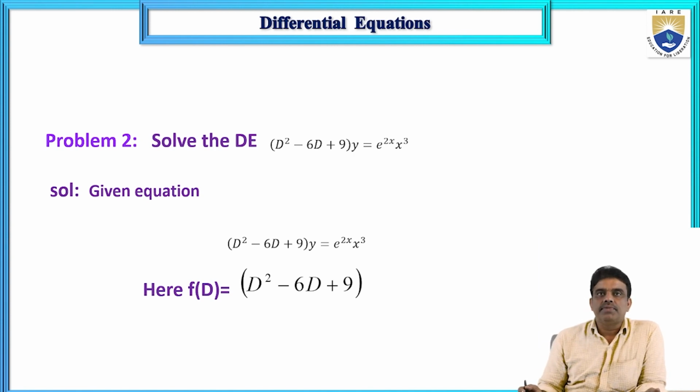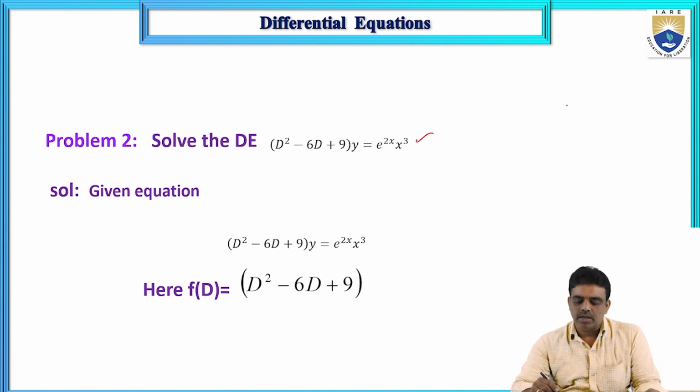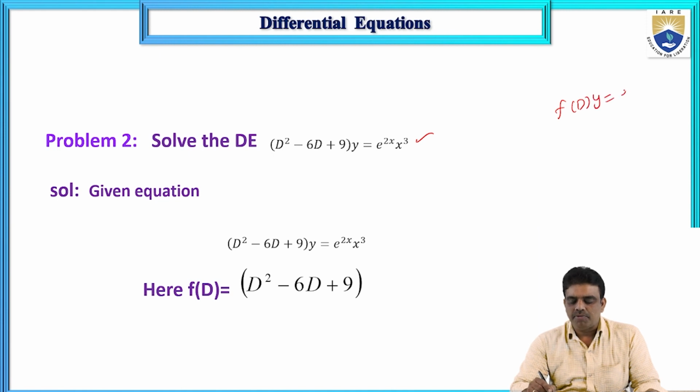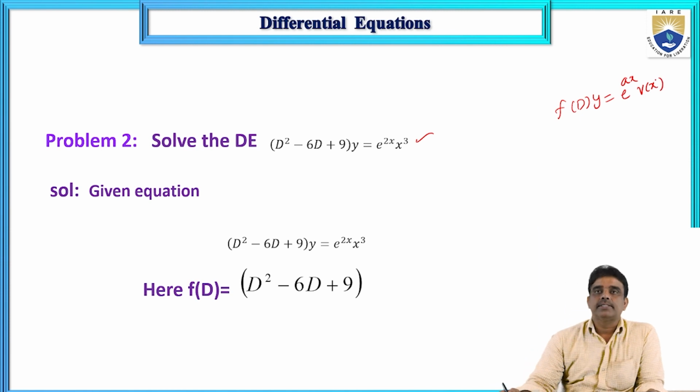Solve the differential equation d square minus 6d plus 9 of y is equal to e power 2x into x cube. So here also the equation is in the form f of d of y is equal to e power ax into v of x. So as usual, first write the complementary function, then find the particular integral.